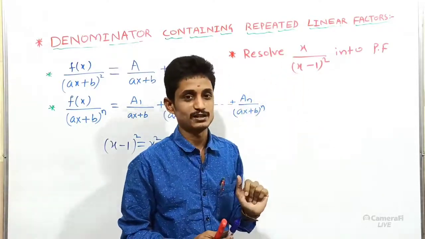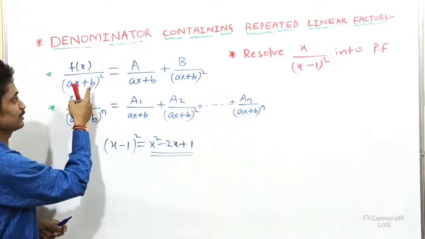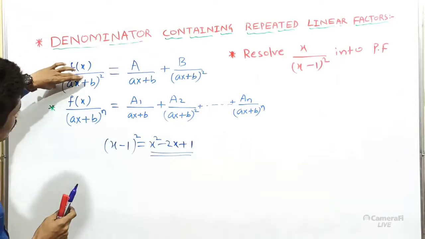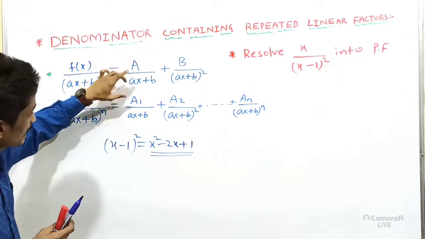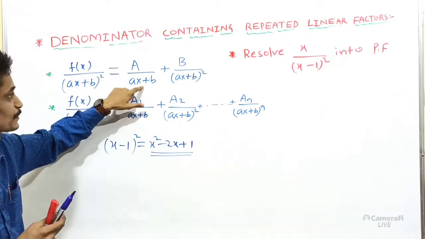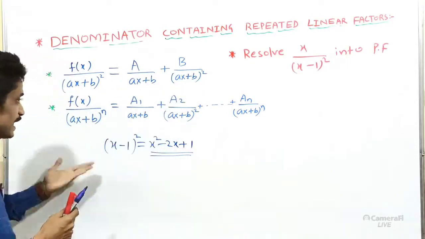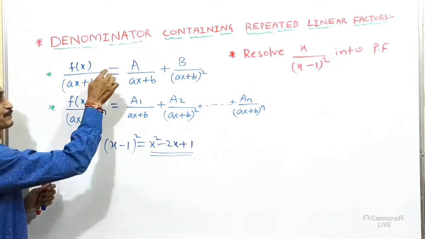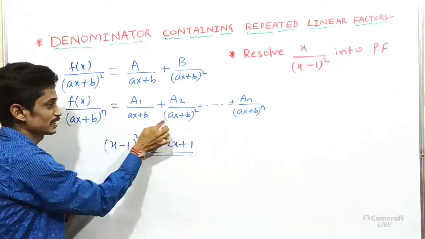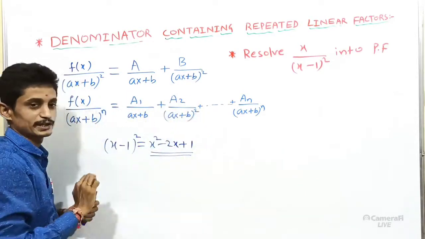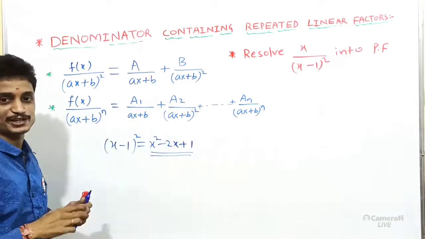At this situation, how do we split this as the sum of 2 proper fractions? Look at the rule. When the denominator contains a 2 times repeated factor, you write a divided by just the base, plus b divided by the whole square, as it is. In case of 3 times, how to write? a divided by ax plus b, plus b divided by ax plus b whole square, plus c divided by ax plus b whole cube. Like this we can extend.